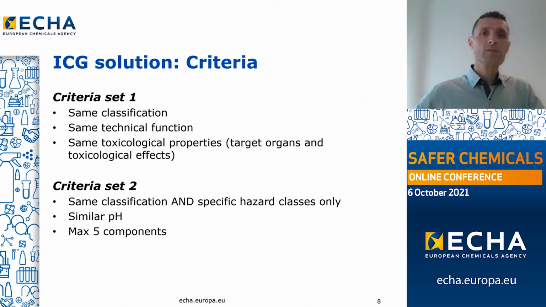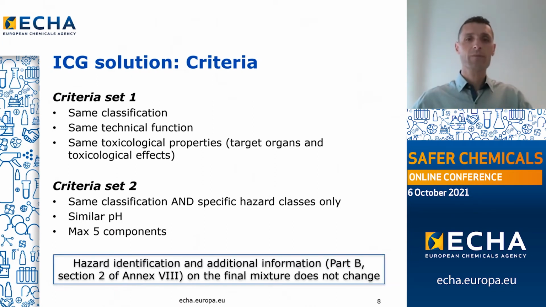In addition to this, there is one common general criterion which applies to both sets, which is basically the need for the hazard identification and all the additional information required by Annex 8 on the final mixture to be the same. So regardless of the specific interchangeable component present in a specific batch, the hazard identification and all the information required by Annex 8 on the final mixture must remain the same. Now, the guidance on Annex 8 provides more explanation and detail on the application of each single criterion.